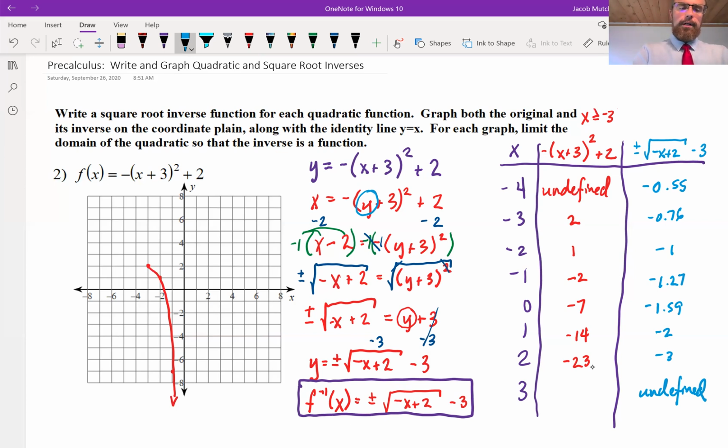So at -4, that's at -0.55. At -3, it has the value of -0.76. -2 has the value of -1. -1 has the value of -1.27. 0 has the value of -1.59. +1 has the value of -2. And positive 2 has the value of negative 3. So that's going to be the vertex of the square root function. So now I'm going to graph this one.